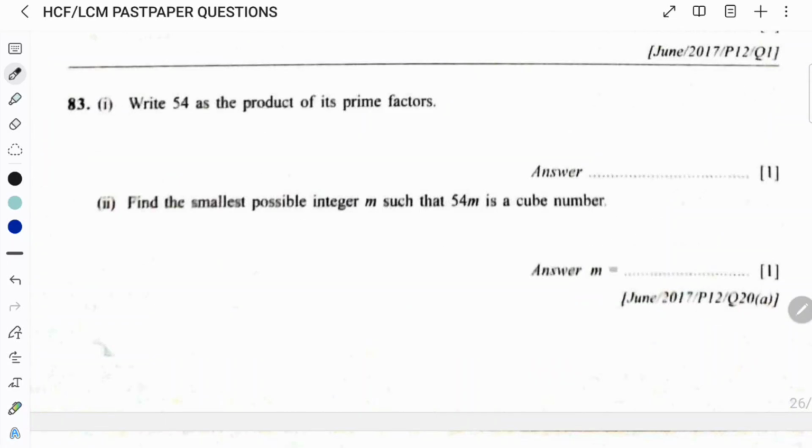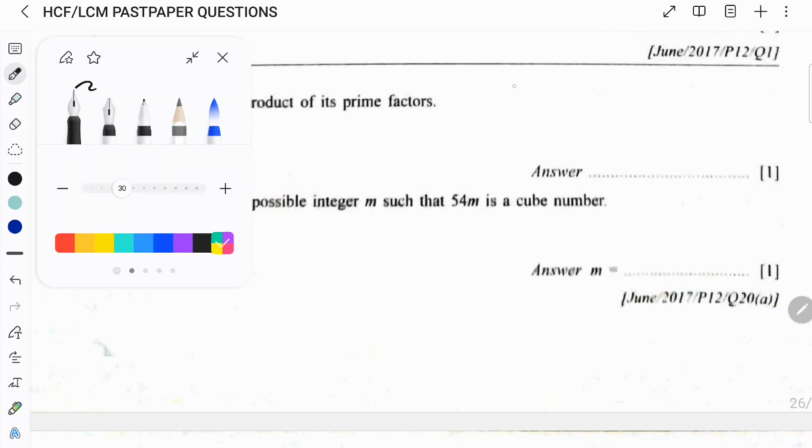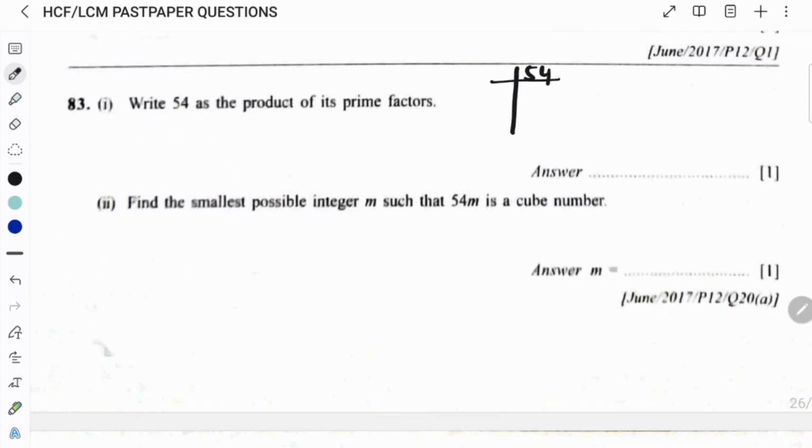All right, the next question, 2017 paper 12, question number 20 part A. Write down 54 as a product of the prime factors. So we are finding out 54. 2 times table: 2 2s are 4, 2 27s are 54, 3 times 9 is 27, 3 times 3 is 9, and 3 times 1 is 3. So the answer will be 54 equals 2 into 3 cube.